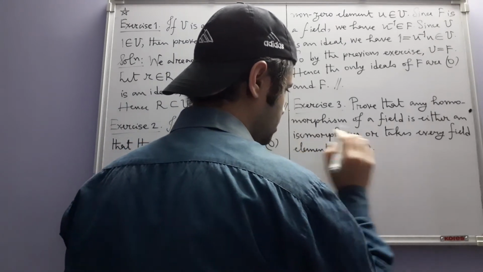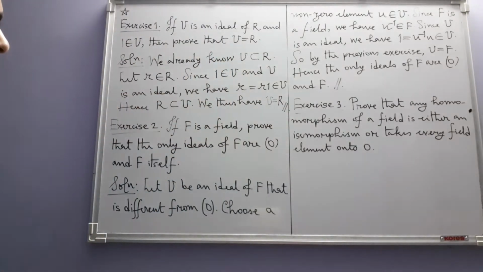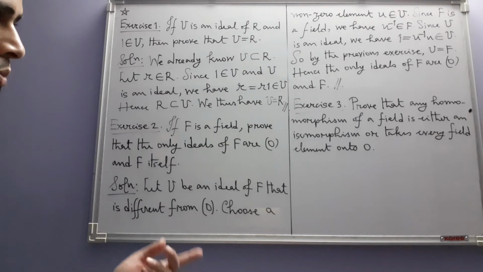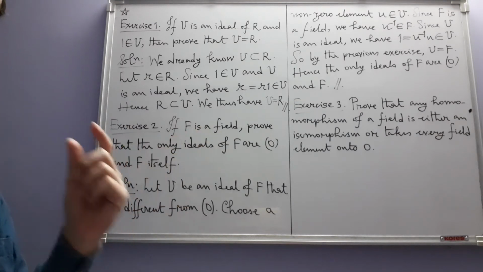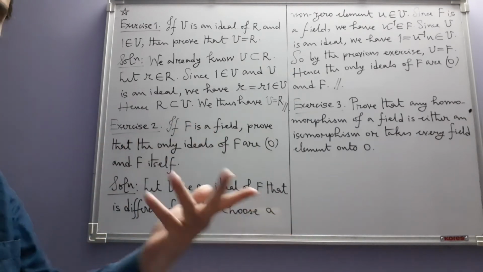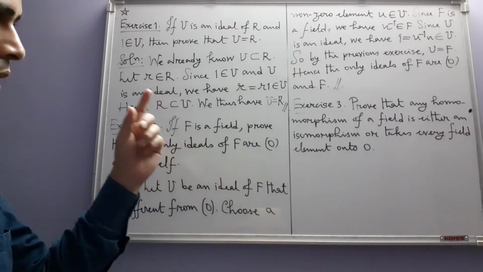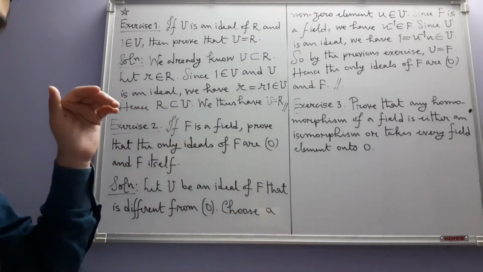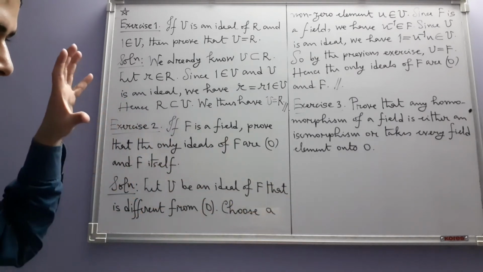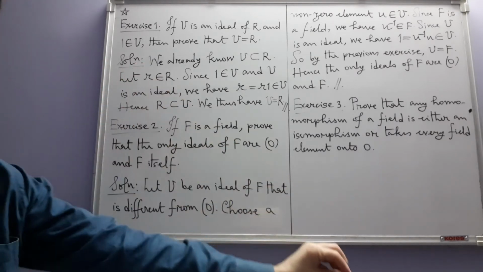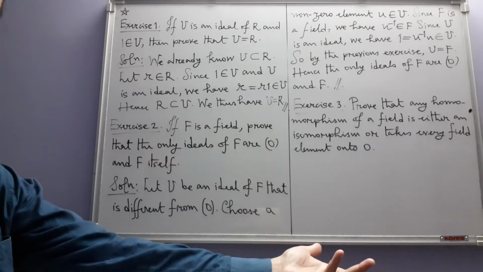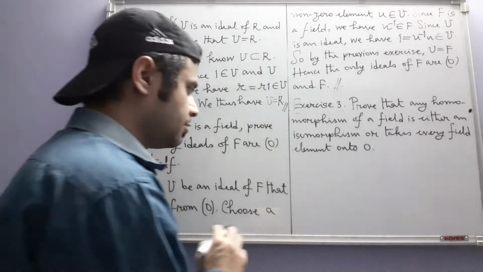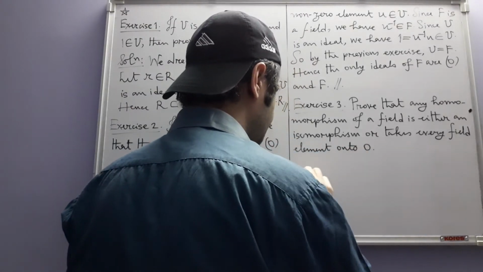So this one asks us to show that if we have a ring homomorphism whose domain is a field, range is of course some ring. If the domain is a field, then either it's an isomorphism, either it's a one-to-one map, or it maps every field element onto the 0 element of that range ring. So let us start by considering such a homomorphism.